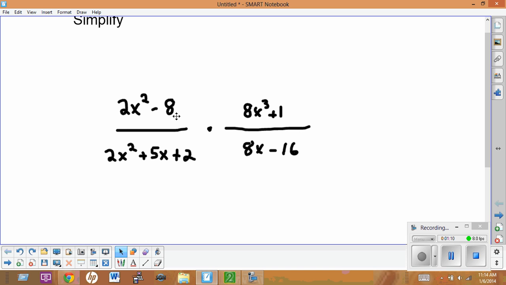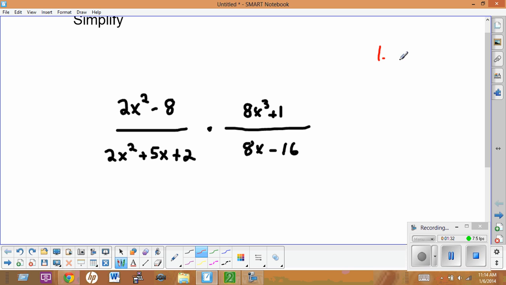Okay, here's our first problem. We have 2x squared minus 8, all divided by 2x squared plus 5x plus 2, and we're going to multiply it to 8x cubed plus 1, all divided by 8x minus 16. All right, so the first thing we're going to do is we're going to factor.